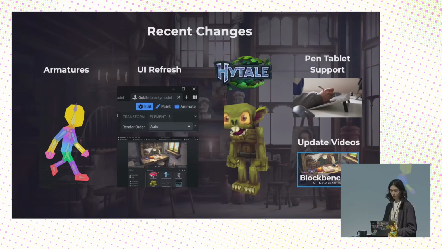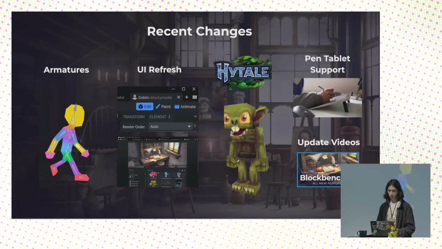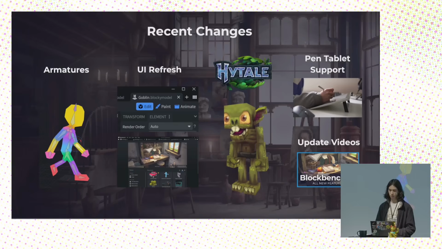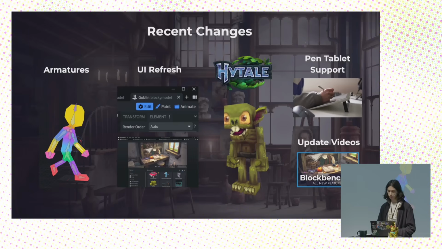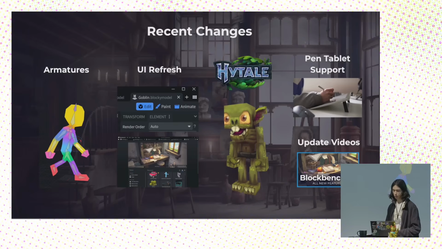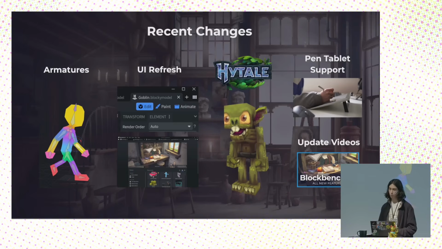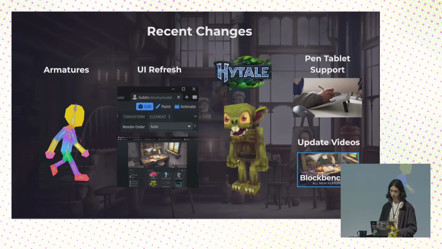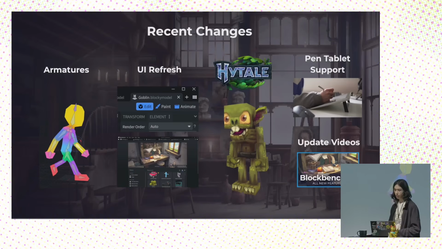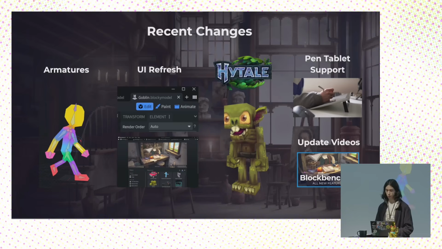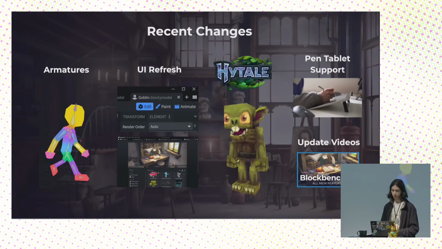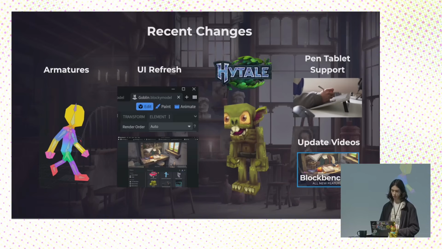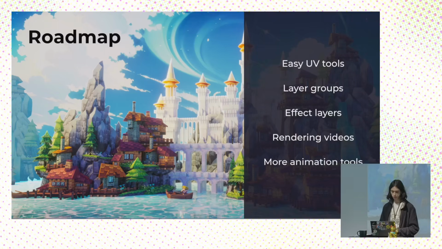Recent changes of Blockbench include added armature and mesh deformation, started to port the codebase to TypeScript and modernize it, giving the UI a fresh new look, partnering with the team behind the game Hytale to make Blockbench both their internal tool to create models for the game and the official modeling tool for the modding community, and adding more image formats and improved image support for pen tablets. It also started to produce update videos to showcase everything new with each update for the users.